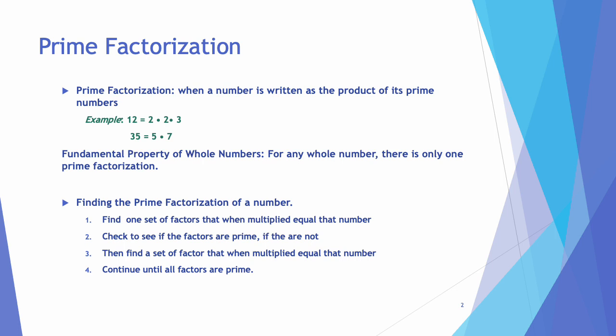So to find the prime factorization, you first have to find a set of factors that when multiplied together equal that number. You then check to see if the factors are prime. If they are not, then you find a set of factors that multiply together to equal the number that's not prime. And you would continue this process until all the numbers are prime. On the next slide, I'm going to show you an easy way to find the prime factorization of a number.